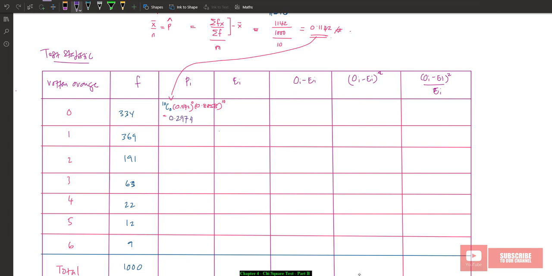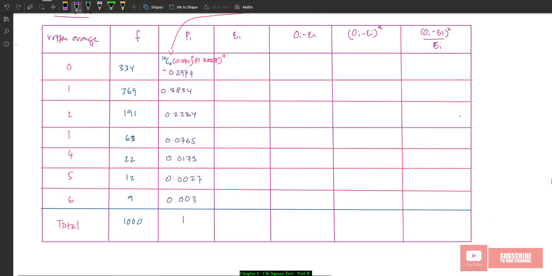So you need to calculate the value of probability for each number of rotten oranges. This one should be 0.3834, this is 0.2224, this is 0.0765, and this is 0.0173, this is 0.0027, and last is 0.003. The total should be equal to 1.